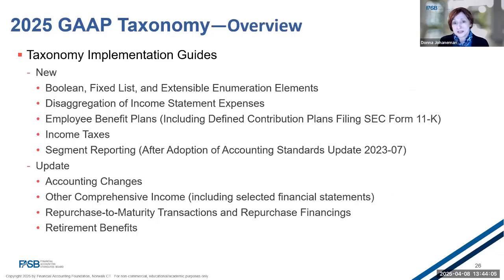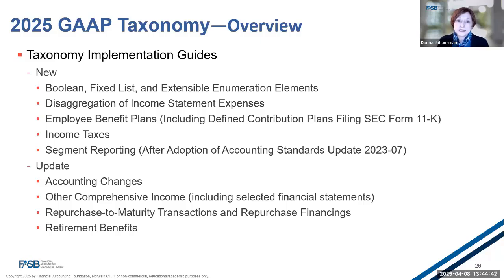I want to highlight some of the taxonomy implementation guides that are new, updated, or finalized for the 2025 taxonomy. We have a guide to explain the creation of Boolean, fixed list, and extensible enumeration elements. We'll issue a guide shortly related to the new requirements for disaggregation of income statement expenses. We have guides either final or proposed, which will be finalized soon, for employee benefit plans filing Form 11-K, income taxes, and segment reporting after adoption of 2023-07. And Melissa will cover some of these later.